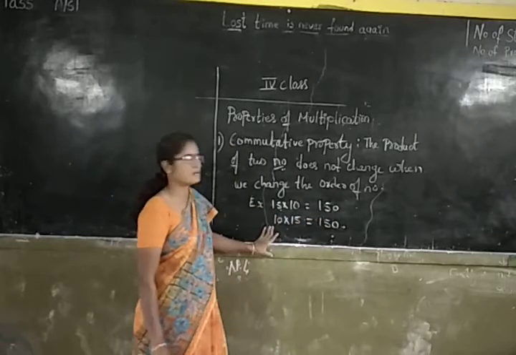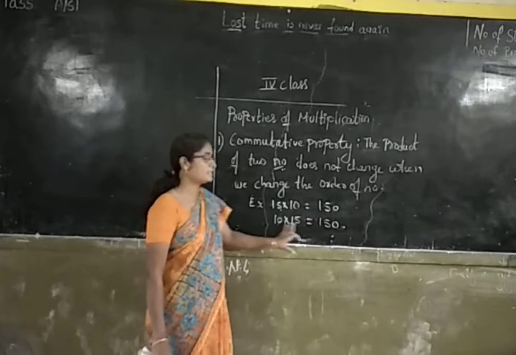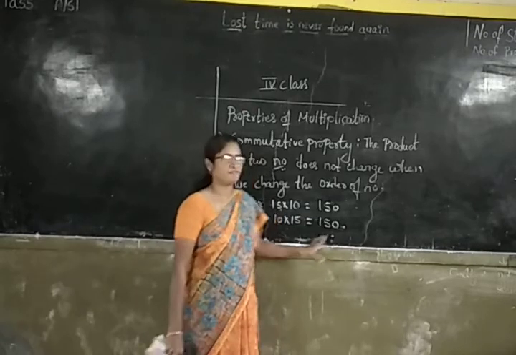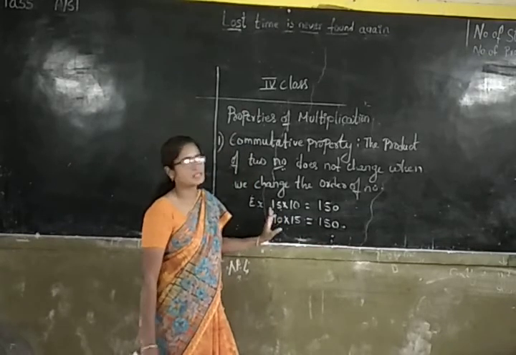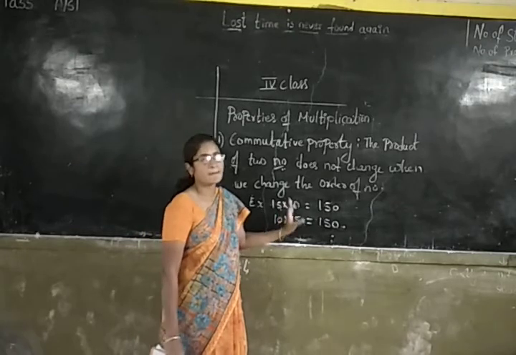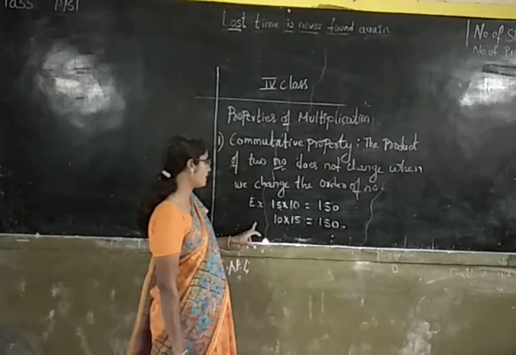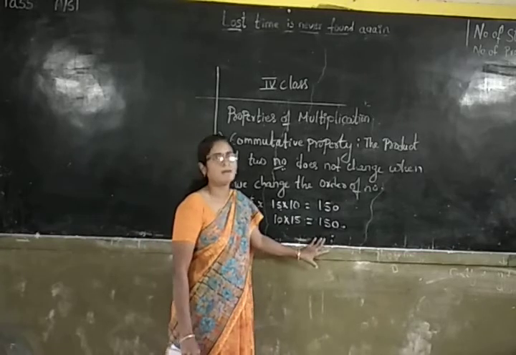Now I have changed the order of numbers by writing 10 into 15. And 10 15s is also 150. So the change in the order of numbers does not change the product.